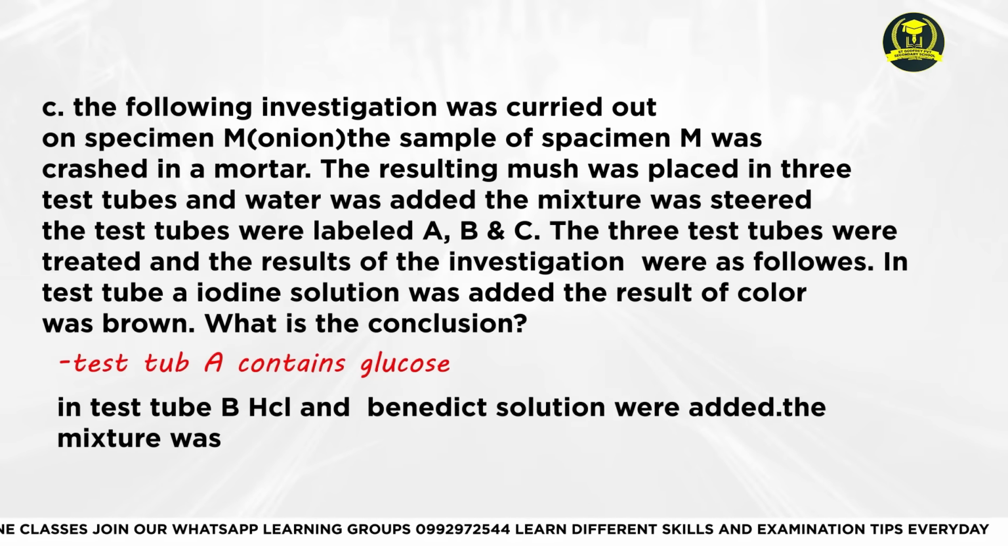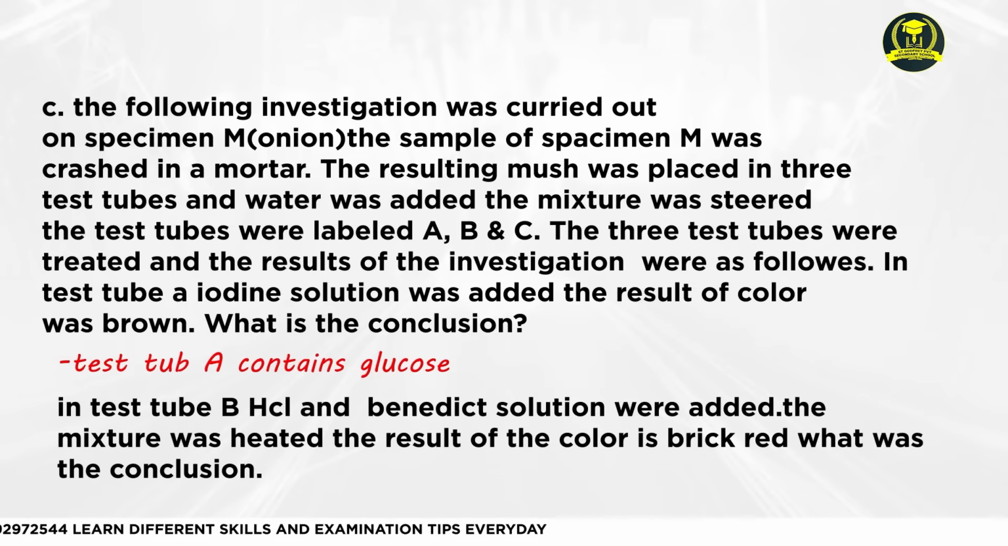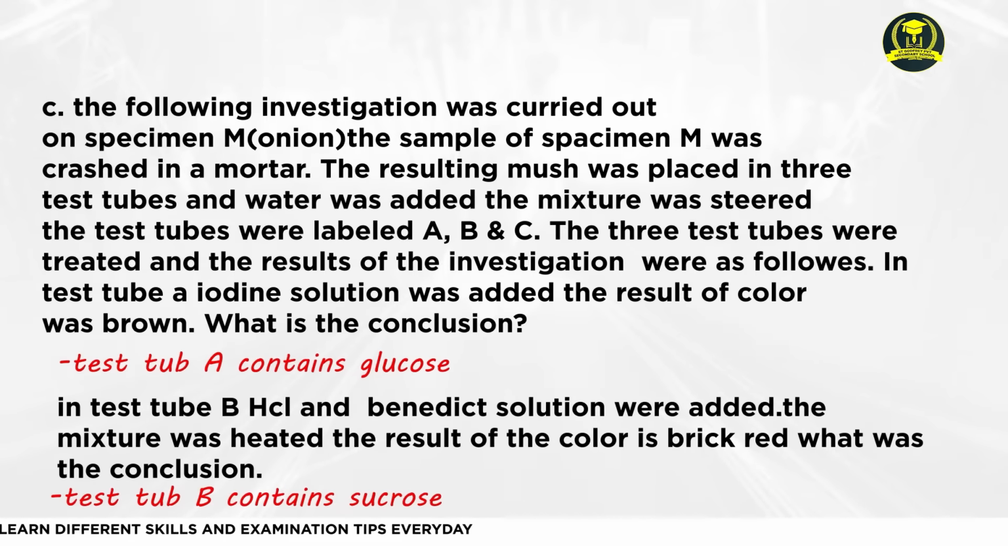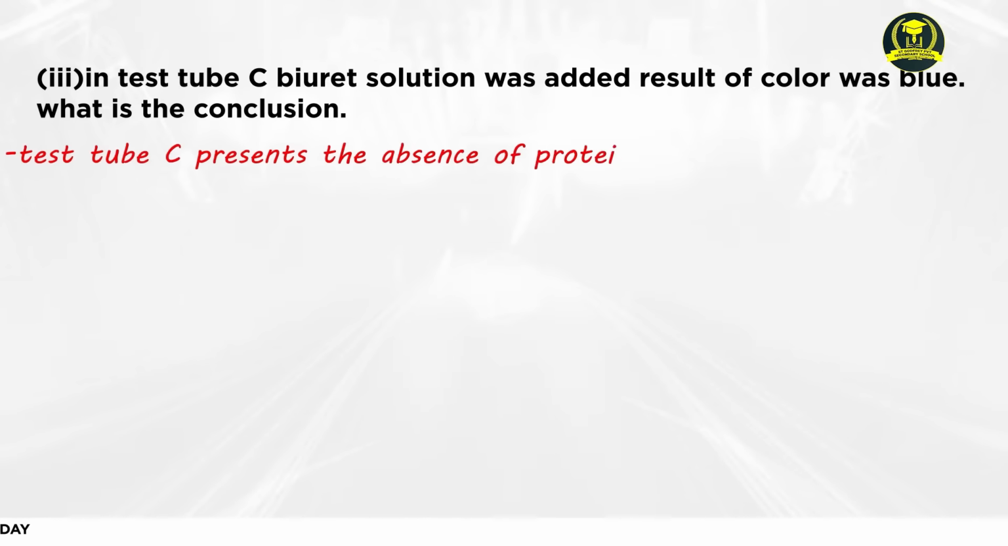In test tube B, hydrochloric acid and Benedict's solution were added. The mixture was heated. The result of color was brick red. What is the conclusion? Test tube B contains sucrose. In test tube C, Biuret solution was added. Result of color was blue. What is the conclusion? Test tube C shows the absence of proteins.